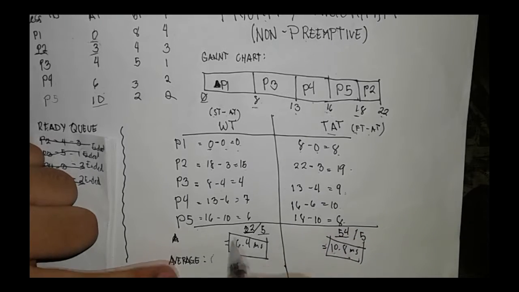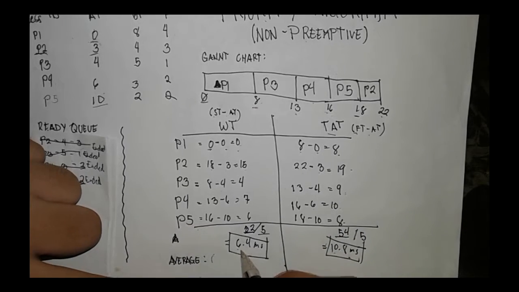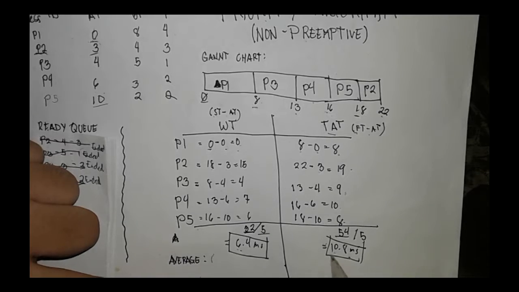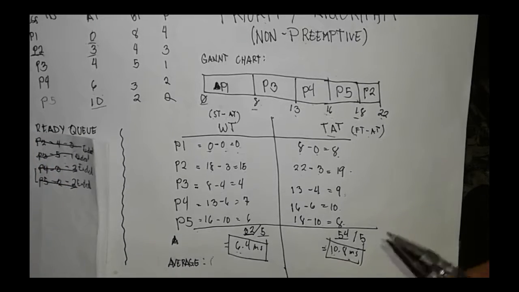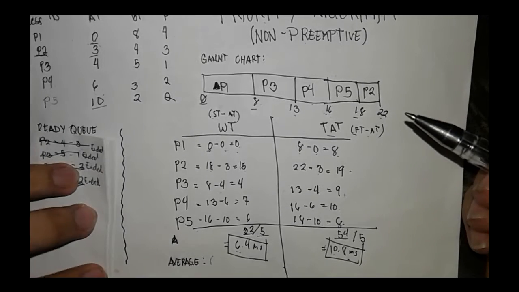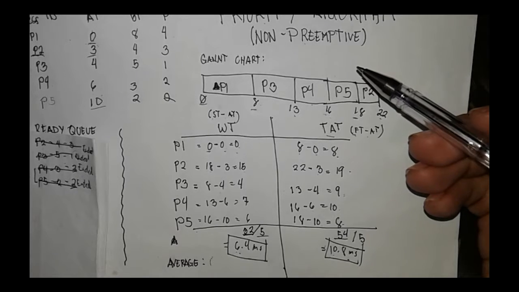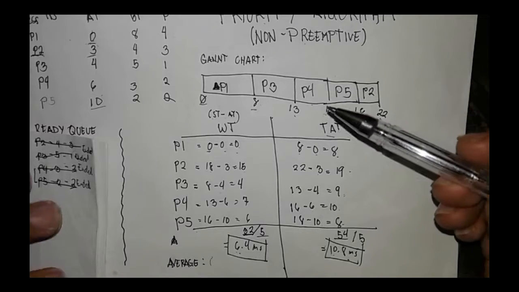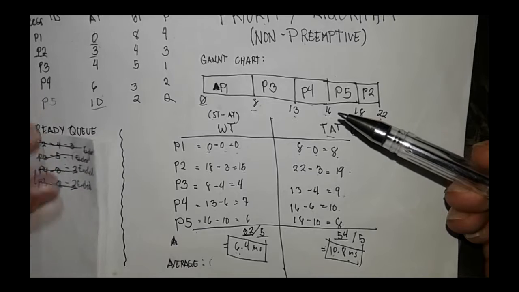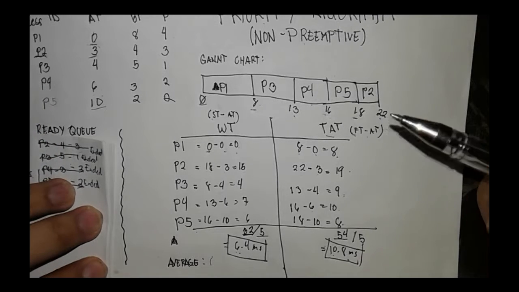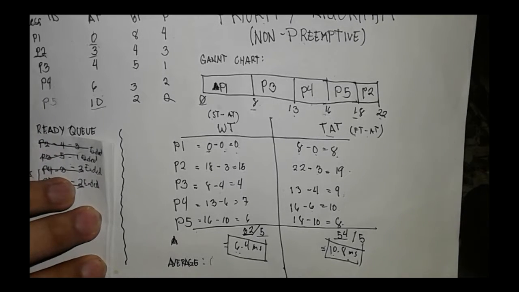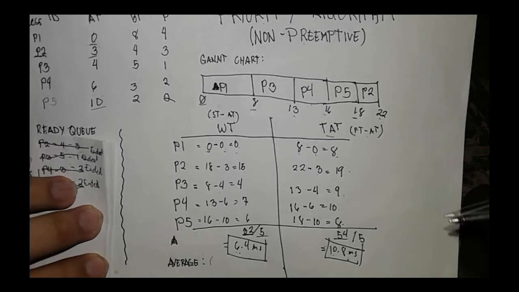So we have the average waiting time of 6.4 and average turnaround time of 10.8. This is how we compute the non-preemptive version of priority. I hope you learned a lot. Then just practice well to compute even the complex priority process. So thank you guys.